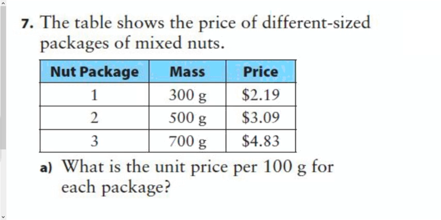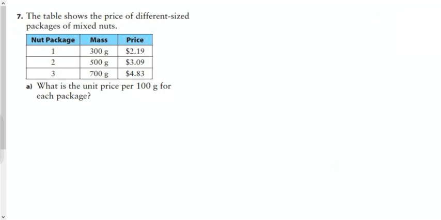For question seven, we have three packages of mixed nuts. The first package has 300 grams and costs 219. Then the next two are slightly bigger but cost a little bit more. And we want to determine the unit price for 100 grams. And again, just like the last question with hourly rate of pay, if we know how much each 100 grams of these mixed nuts cost, we know which one is the better deal.